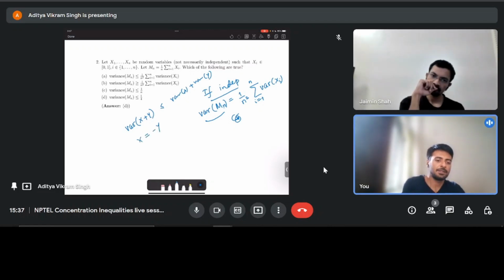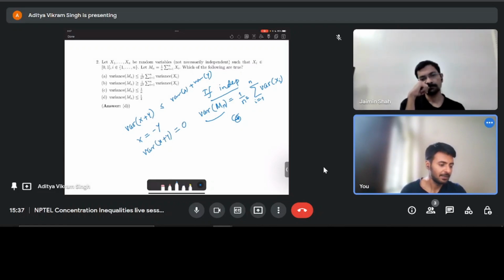So for instance, suppose x is equal to minus y. This is deterministically negatively correlated, right? If you see x, you know that y is minus x. So in this case, variance of x plus y is just 0 because x always cancels y. They are so negatively correlated. But variance of x and variance of y separately would be some positive numbers, sigma x square, sigma y square. Okay, so A may not be true. A is not always true, basically.